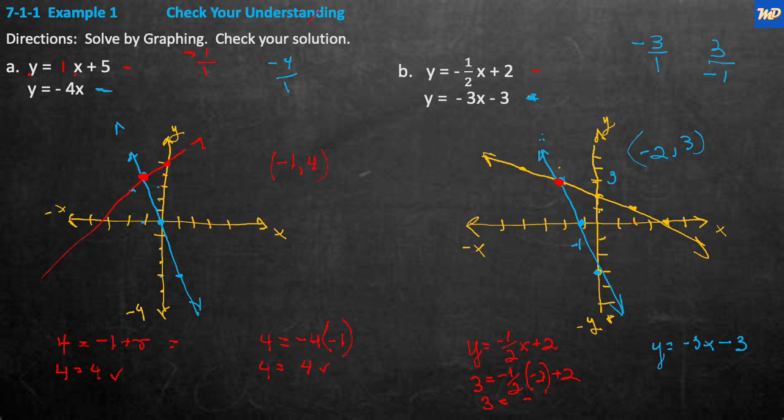3 equals 3. And when I do the blue equation, I'm going to put in the same thing. I'm going to put 3 equals -3 times -2 minus 3. And what is 3 times -2? It's 3 equals 6 minus 3 equals 3. Okay, so 3 equals 3 in both cases.